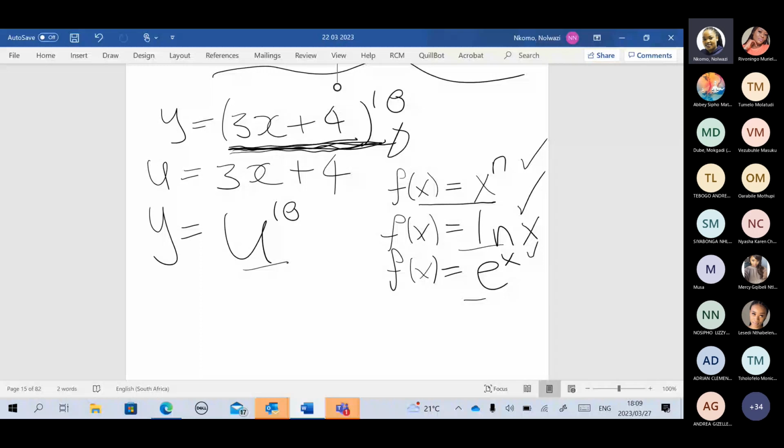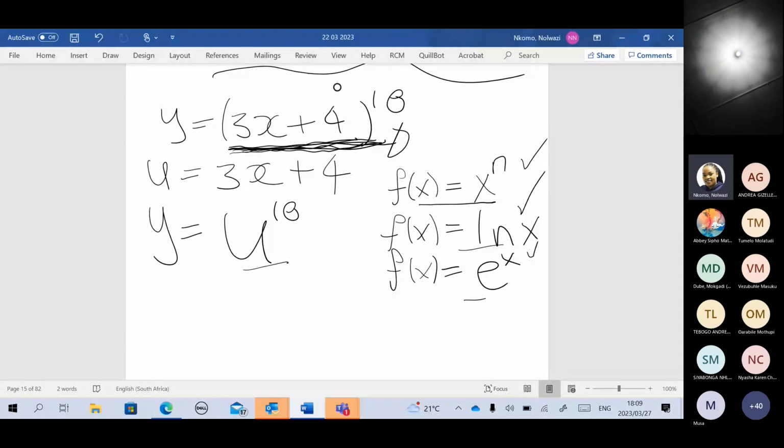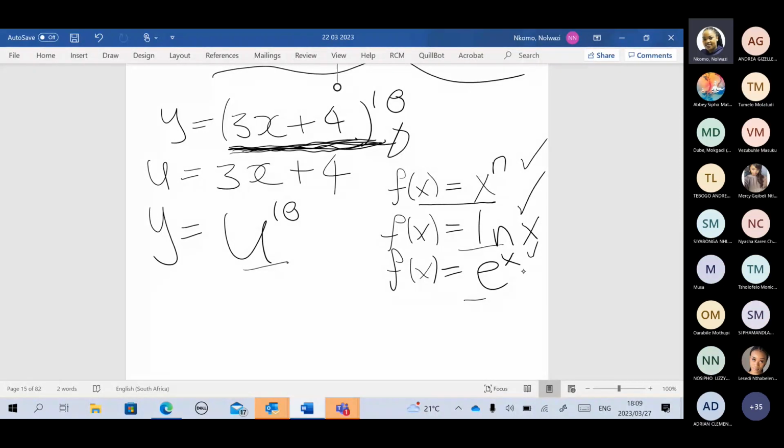You see here, we had y equals (3x plus 4) to the power 10, and this function is not in the form of any of these three functions, which are x to the power n, ln x, and e to the x. So you introduce a variable which will help you to write that function in the form of any of these three. We let u be this function, which is the inner function. And now our outer function is u to the power 10. It's in this form.